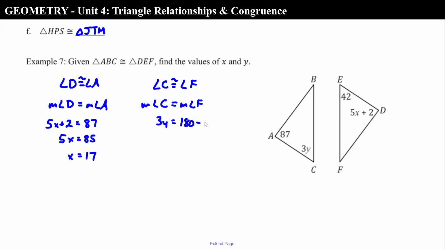then we know we have minus 87, because we know that A and D are congruent. If A is 87, so is D. And we're also going to subtract the 42. 3y is equal to 51. So as it turns out, y is also going to be 17.